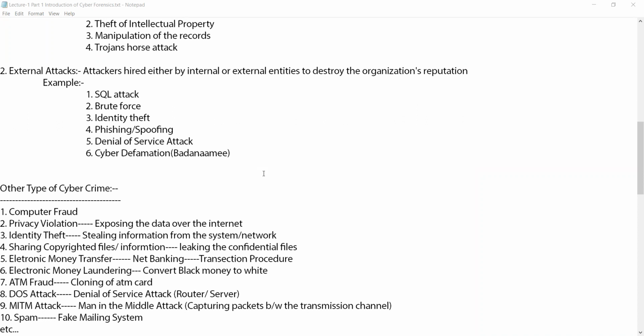The next one is privacy violation. What is privacy violation? Breaching someone's privacy. It is related to exposing data over the internet. Suppose sometimes the cyber criminals, yes, that sir.